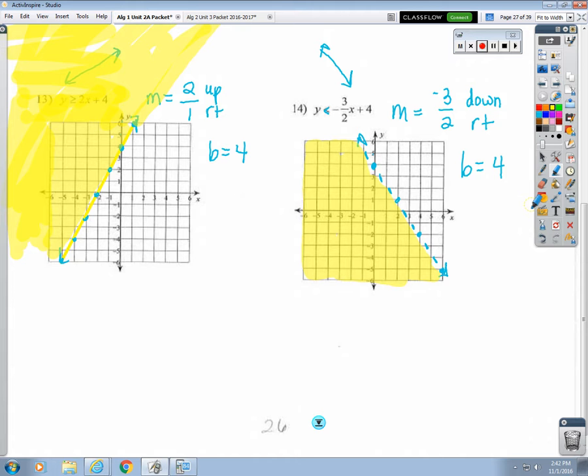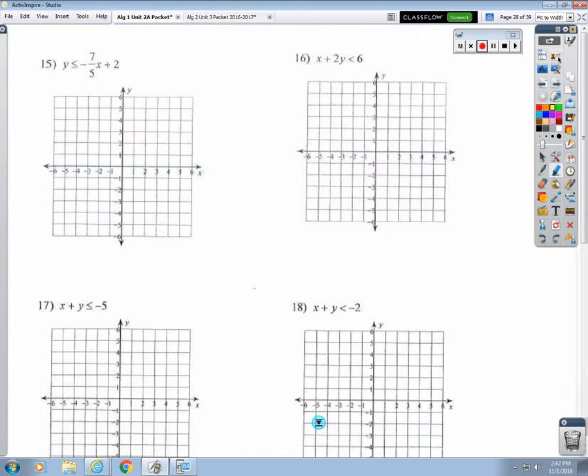Okay, turn to the next page. Okay, I'm not going to do that one because it is an easy one like the ones we've been doing. Let's look at number 16.